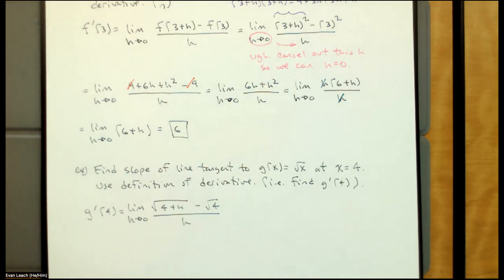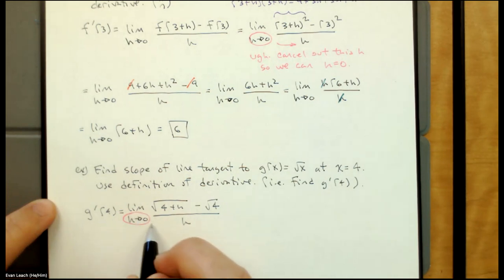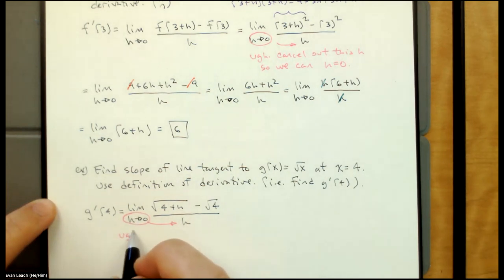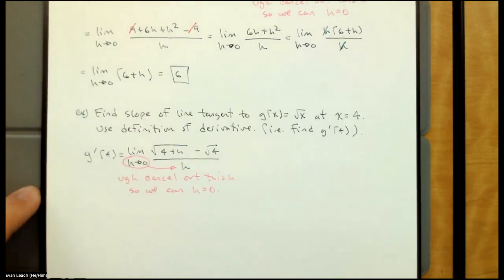h equals 0 is still the problem here. So our strategy is going to be to try to cancel out that h in the denominator. So our strategy is the same. I want to cancel out that h so I can plug in h equals 0. I want to plug in h equals 0, but I can't because of that stupid h in the denominator. So if I get rid of it, I'll be able to.